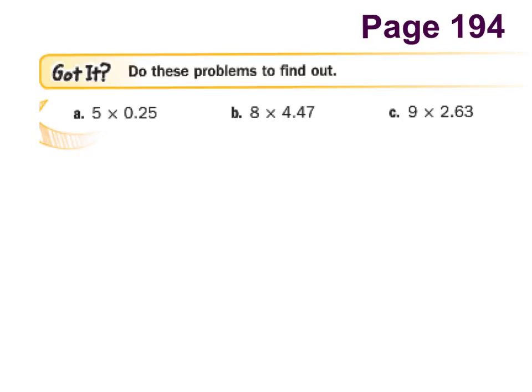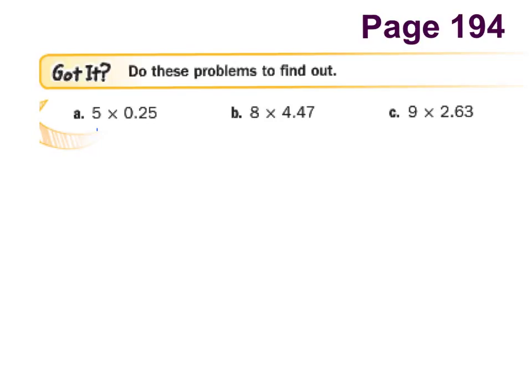There are 3 'got it's on the bottom of the page. I want you to reason it out in your head about what you think, and we're going to do letter A here together. So 5 times 0.25, that's not very much. 0.25 is less than 1, a lot less than 1, so my answer's going to be pretty small here.